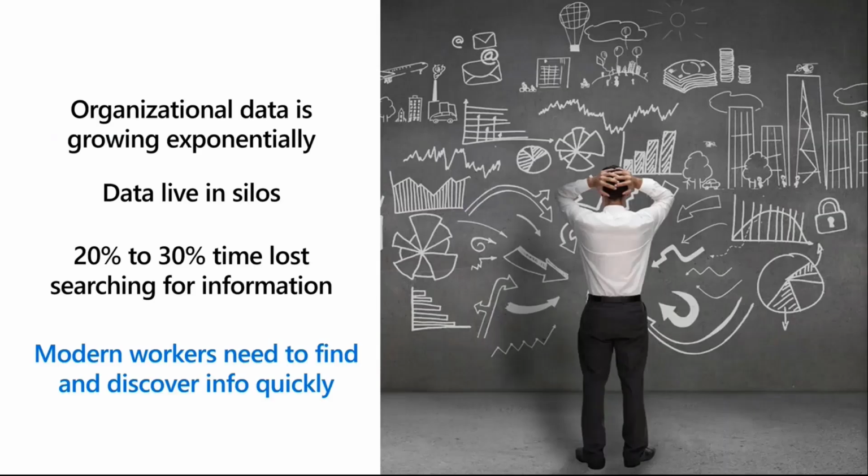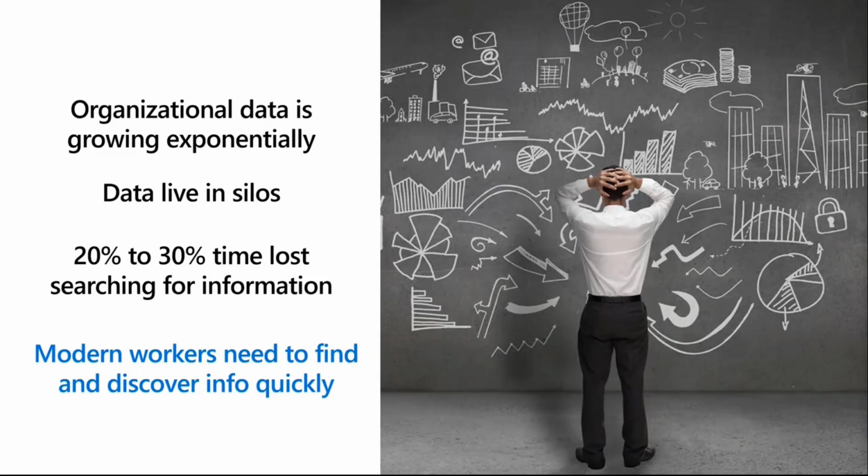So, all right, cool. So what is the problem statement here? So today, organizational data is growing exponentially. And a lot of this data lives in silos. And so a major problem that employees face within organizations is that they spend 20 to 30% of their time at work searching for information, and they can't find the information because this information is spread across various data silos.